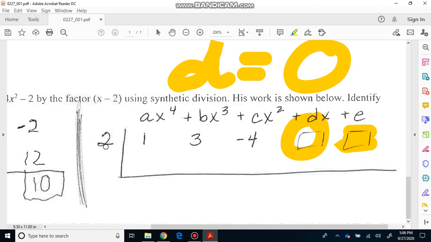This number is correct, right? Because we have -2. We need to flip it. This is +2. This is correct. Right? The only thing he forgot to do was to put a 0 in there for D. And that's it.